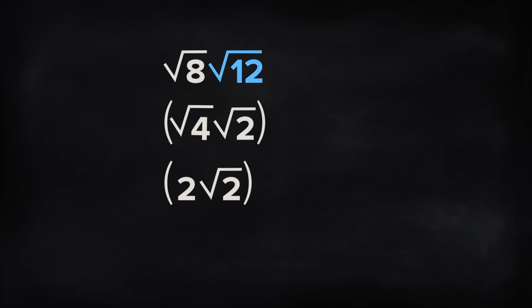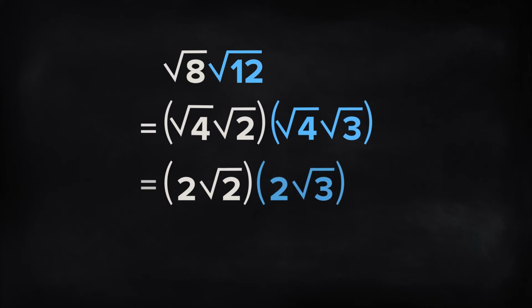12 has a perfect square factor. It's 4. The other factor is 3. The square root of 12 equals 2 times the square root of 3. Now this isn't fully simplified. There are two radical factors, so we have to multiply them. There are also two coefficients.